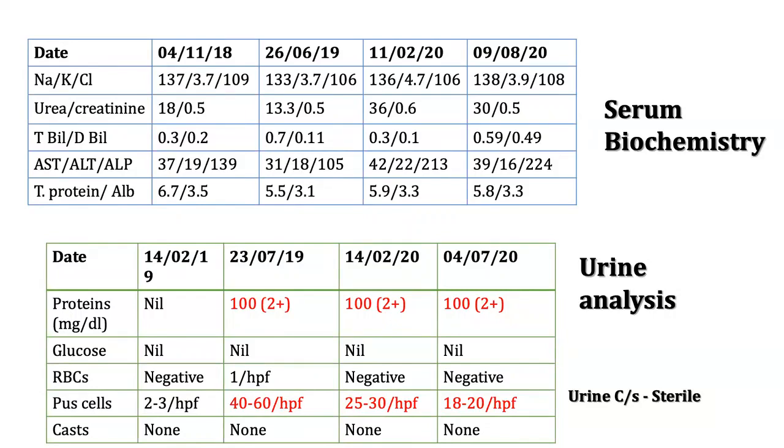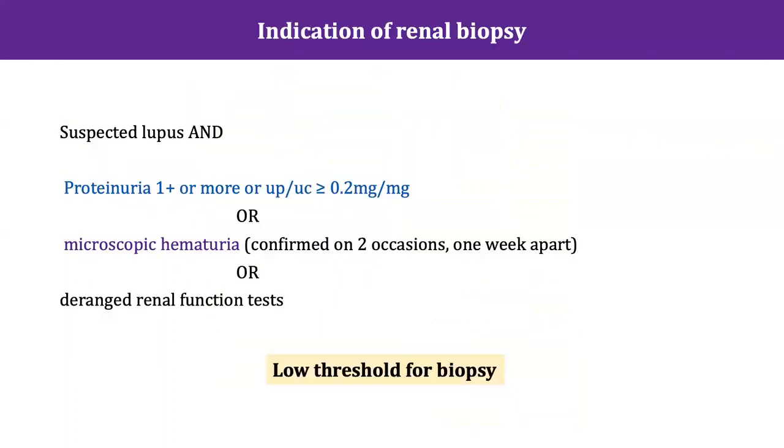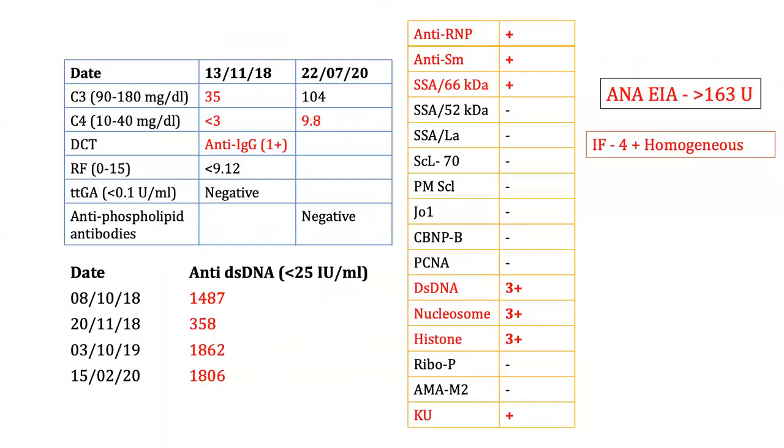However, in the urine analysis, she had subnephrotic range proteinuria with isolated pyuria, and the urine cultures were sterile, and there were no RBCs in the urine. In the autoimmune immunological workup, her ANA was positive with low complement levels. Both C3 and C4 were low, DCT was positive, and anti-dsDNA was positive. Keeping a possibility of lupus, we had planned for kidney biopsy.